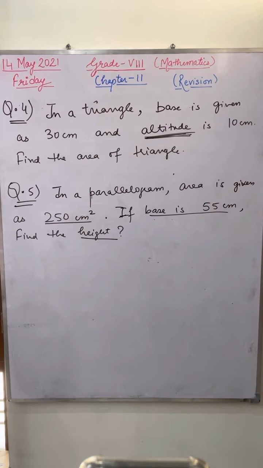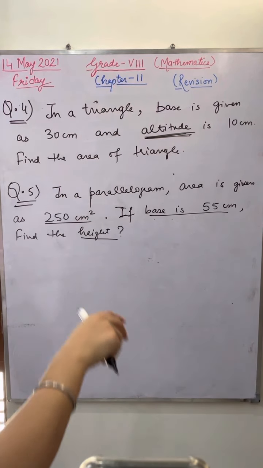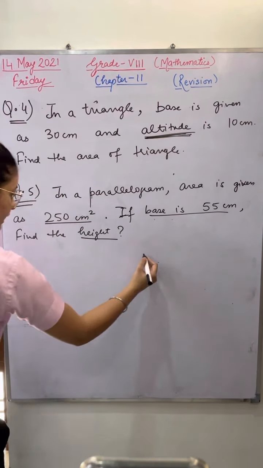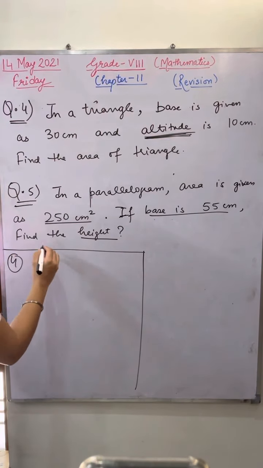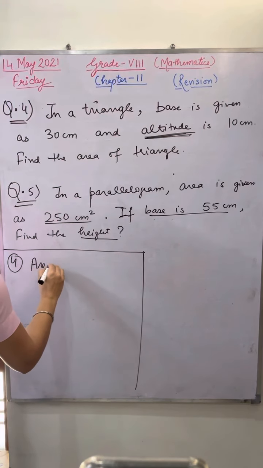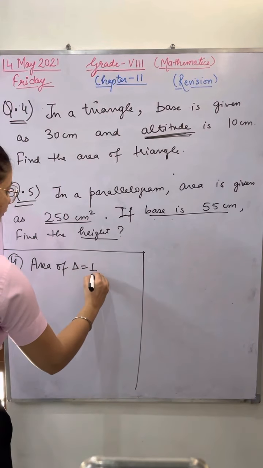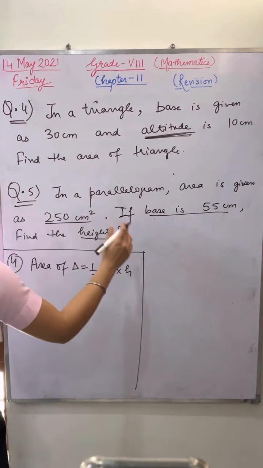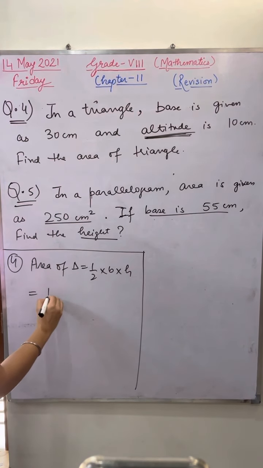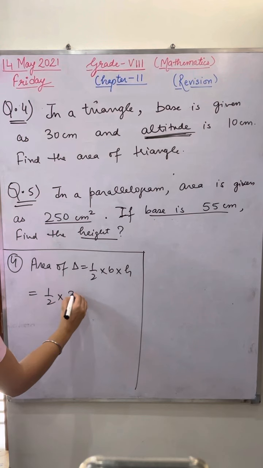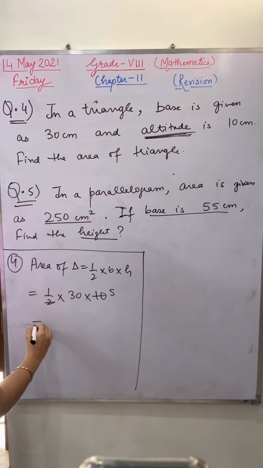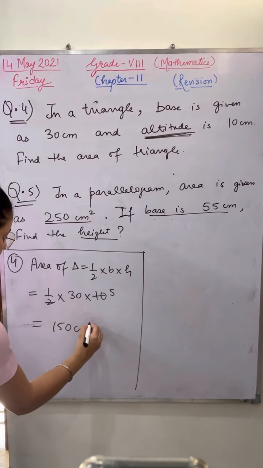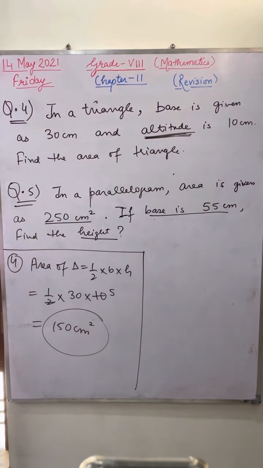Take out the answer quickly. I am solving this fourth question here, and then I'll solve this fifth question here. Fourth question is area of triangle. You can match your steps. Area of triangle is half into base into height. That is half into base, given 30, and altitude means height, given 10. So 2 5s are 10 and 5 3s are 150 centimeter square. This is your answer.